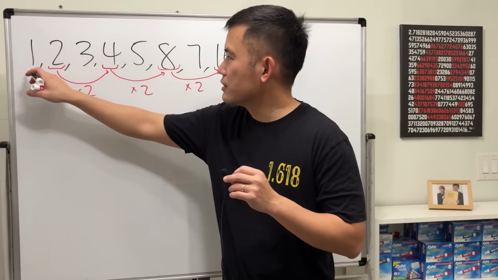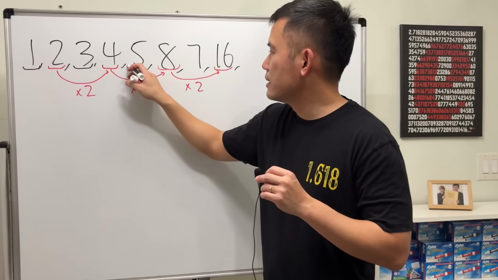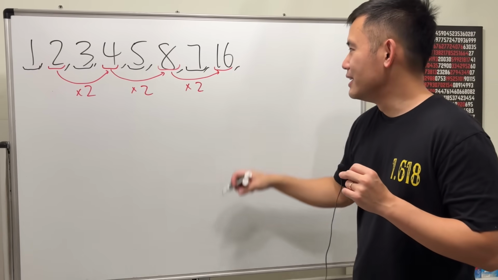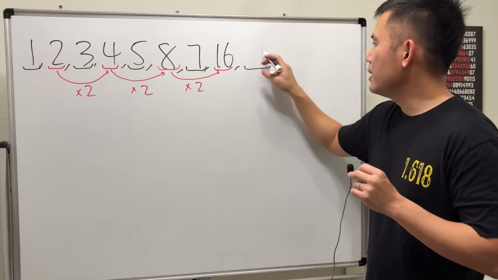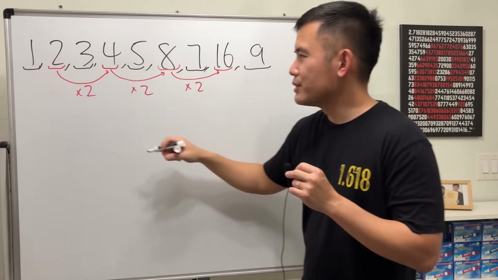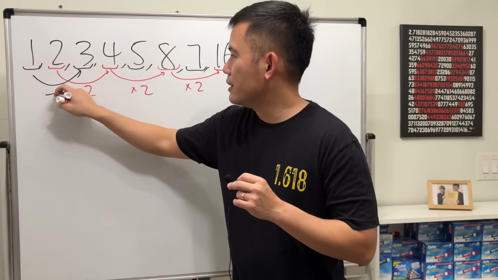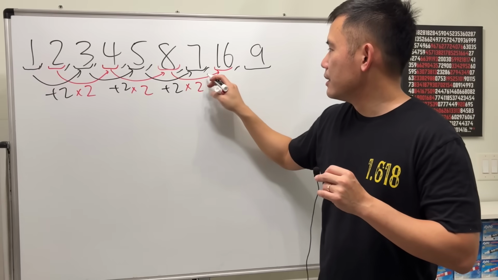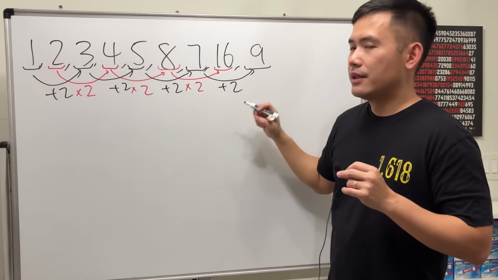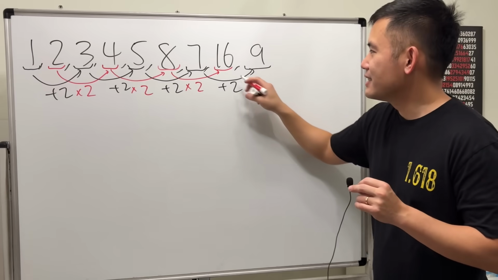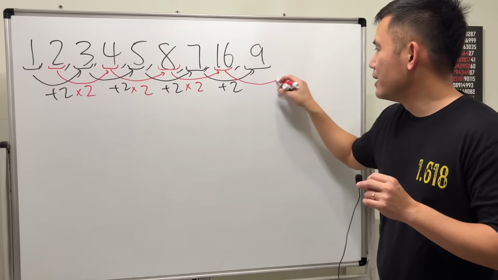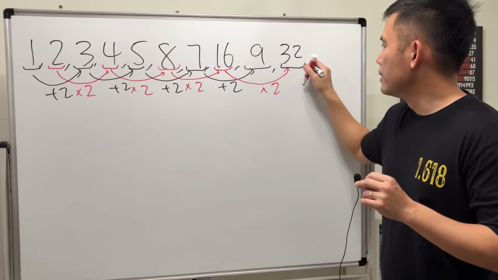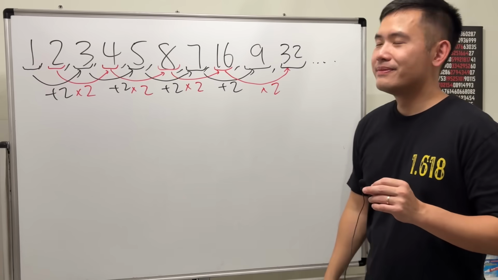But that suggests us to look at the rest. 1, 3, 5, 7. That's just all the odd numbers. So the next one right here will be 9. And of course, you can also look at this as plus 2, plus 2, plus 2. So you have to alternate this thing. Yes, and then the next one is you take the 16, multiply by 2, so you end up with 32. And then so on, so on, so on.